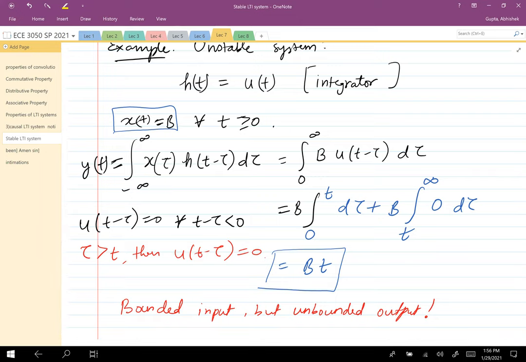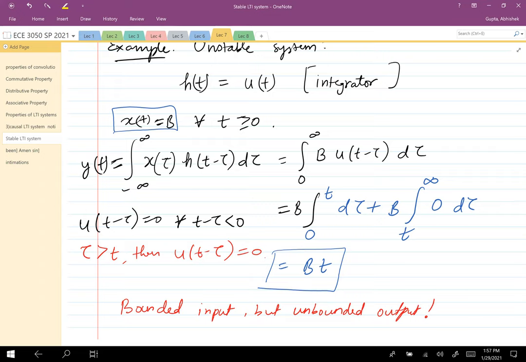So what does that tell you about using integrators in your systems? What would you do if you want to use integrators in your system, knowing well that they are unstable systems? What can you do? Can you differentiate them later?